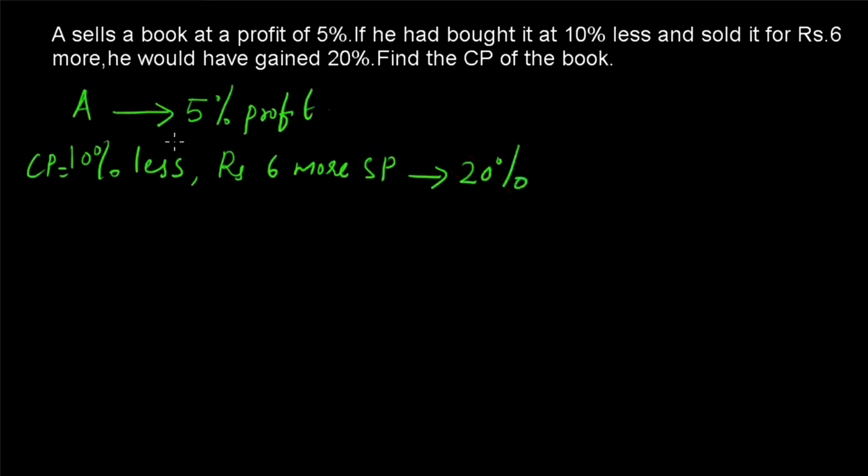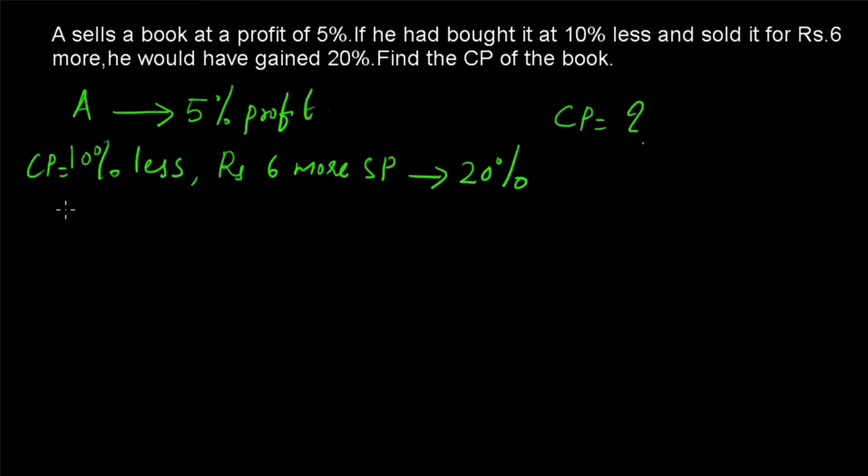So A's present gain is 5%. But A could have gained 20% if he had bought the book 10% less and sold it for rupees 6 more. Then we have to find out the cost price. So that's the given question. How to proceed with this kind of problem?